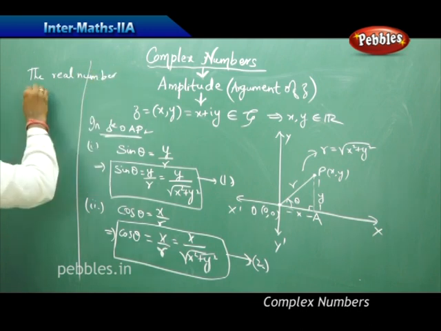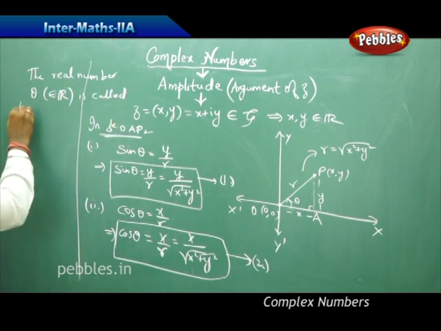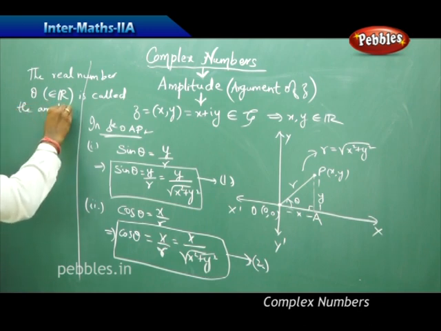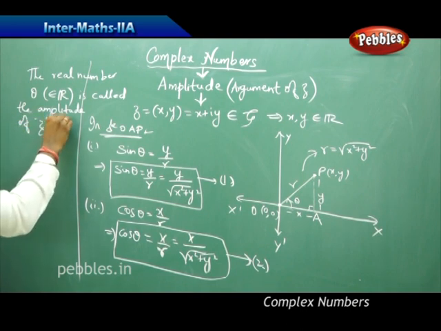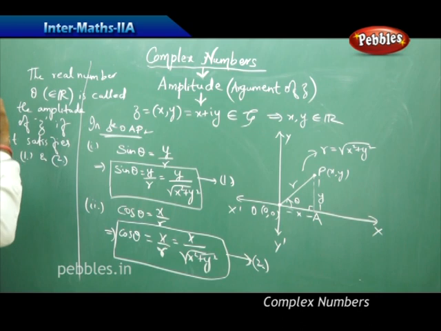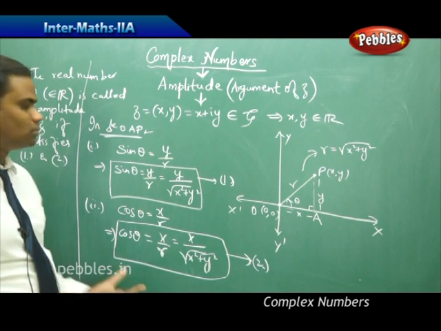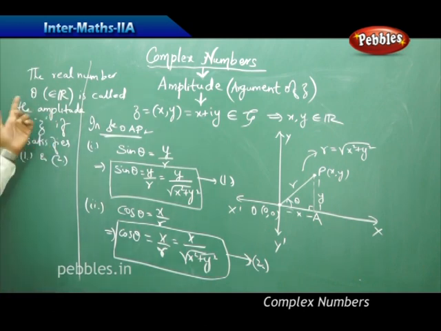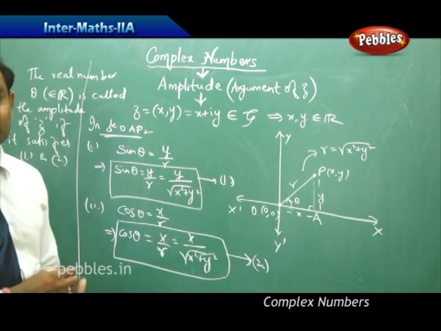The real number theta which belongs to R is called the amplitude of Z or argument of Z if it satisfies equation 1 and 2. That means the value of theta which satisfies both equation 1 and 2 is called the amplitude. So real number theta is called amplitude of Z if it satisfies both the equations 1 and 2.